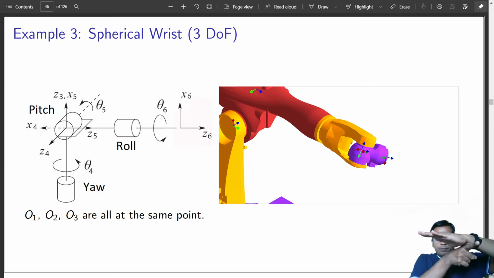Then it can pitch about one of the axes. It can do pitching. And then one more axis that is there is this axis, that is yaw. Roll, pitch and yaw, three axes are there. So you see one axis which is the pitching axis, another one is the rolling axis. This rolling axis and the last axis can be collinear. I'll tell you what exactly I mean through one of the examples. What exactly is a spherical wrist? How does it look, through one of the examples of an industrial robot, I'll show you just now.